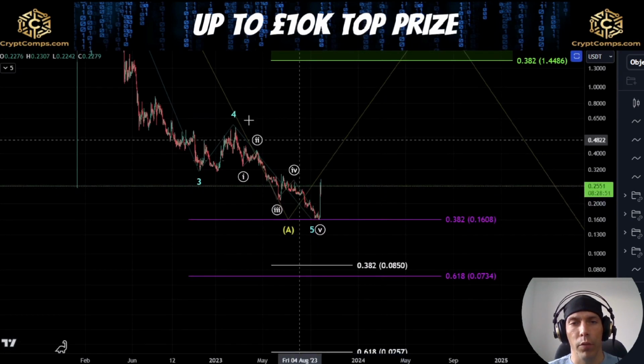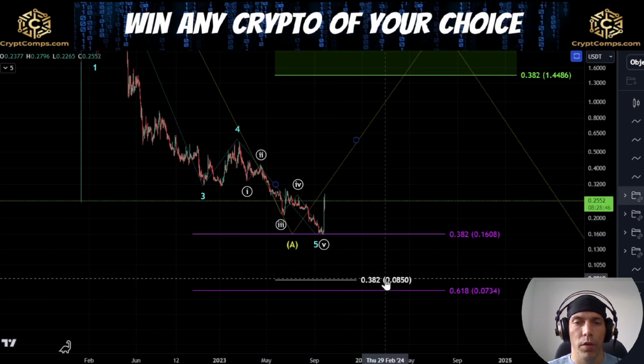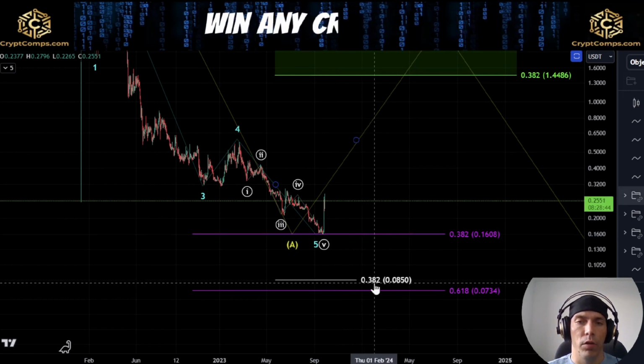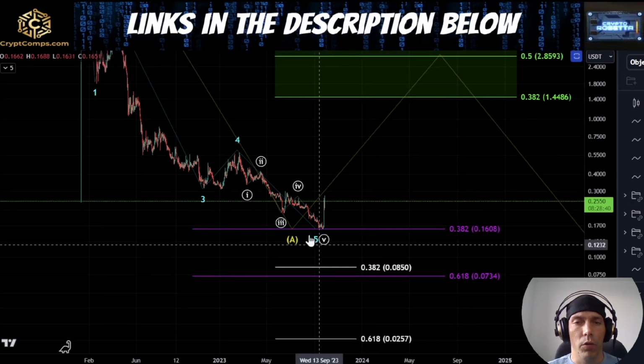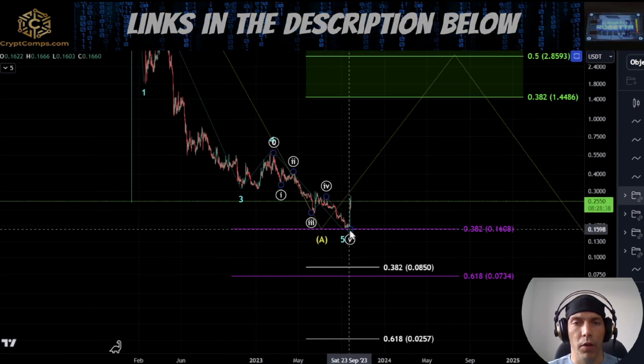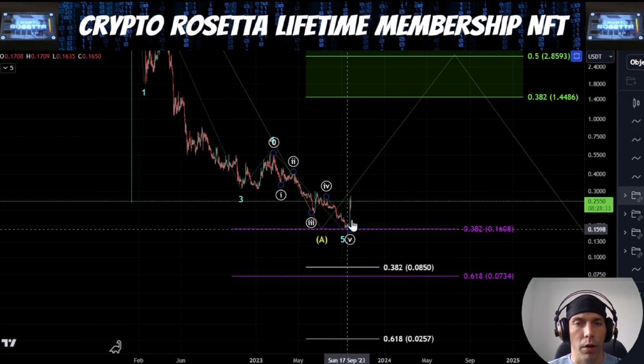Now, the problem that I have within this current count here is that ideally I would have liked to have seen this move down a little bit lower here to this 0.382, which is sitting at this 0.850 level. Now, because we haven't hit this target, we have actually hit the 0.382 of the wave 1, and we've reacted quite nicely off this level.